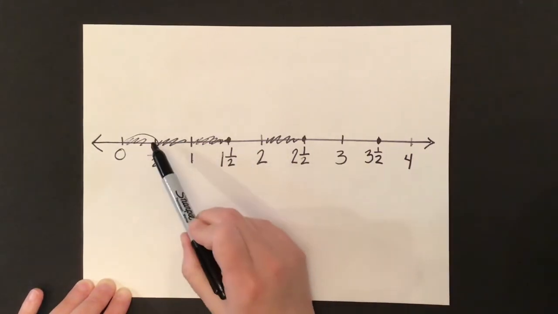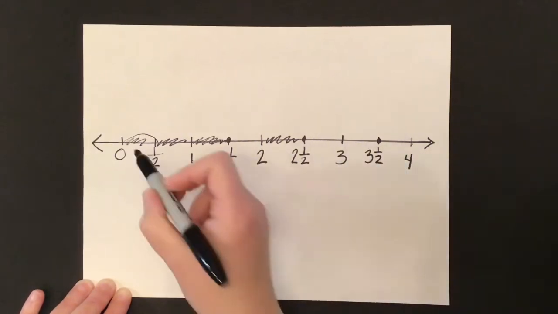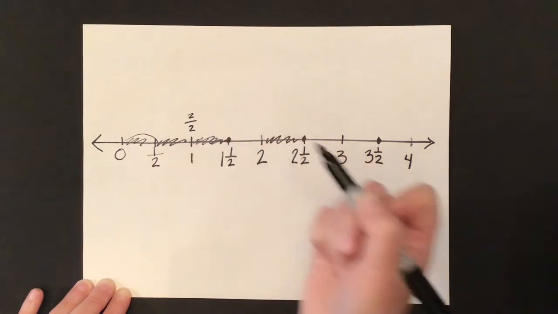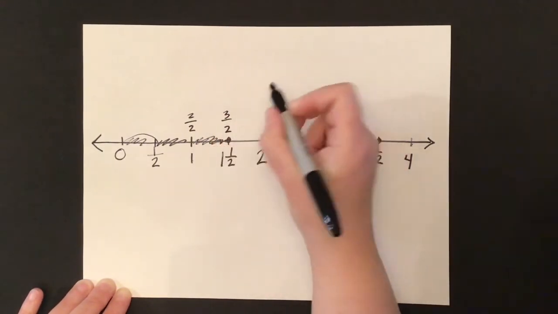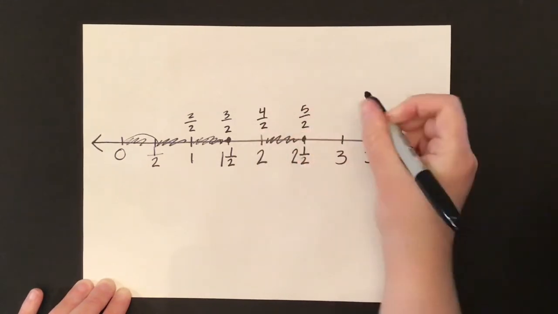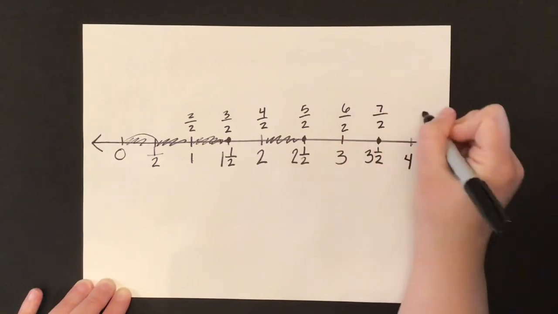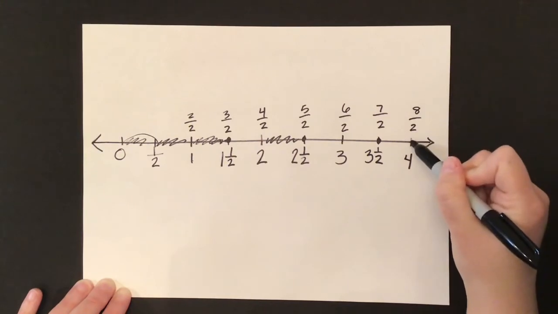I could still go back and write down the improper fraction names. We have the 1/2 and the whole. We could also say this is 2 halves. Then we keep going. We have 3 halves, 4 halves, 5 halves. Keep going, 6 halves, 7 halves, and then we get to 8 halves, which is the same as 4 wholes.